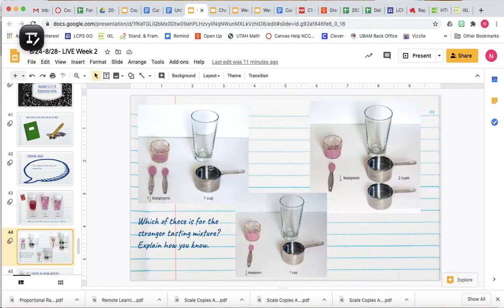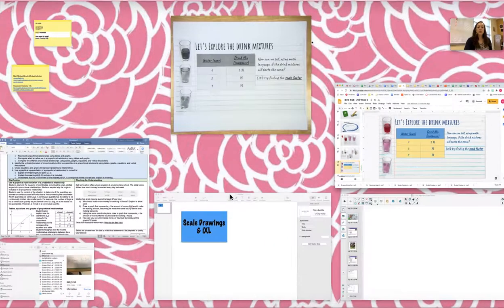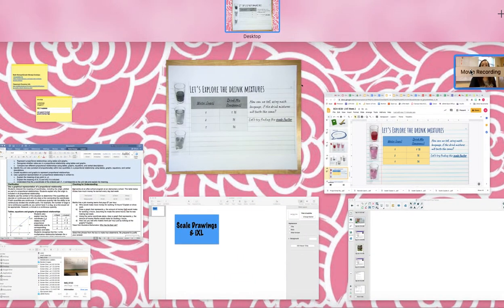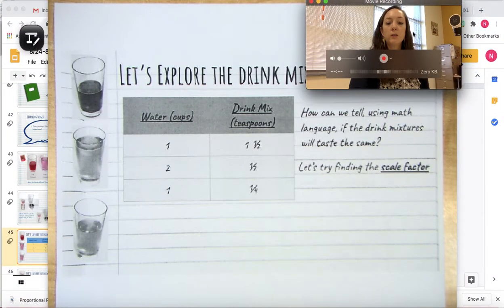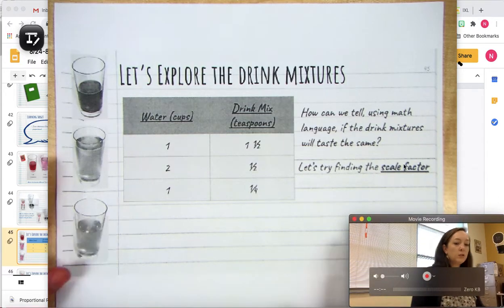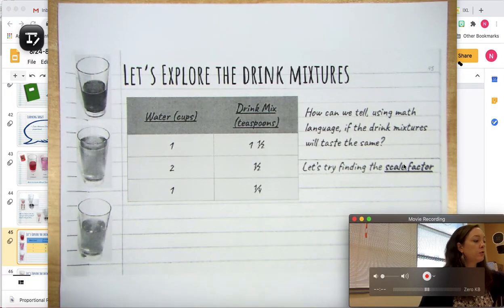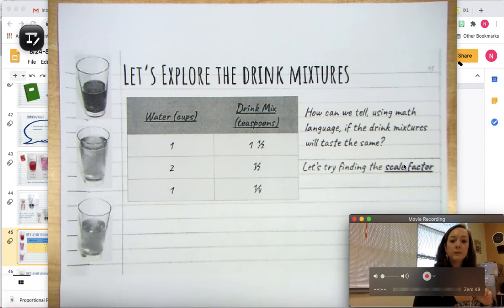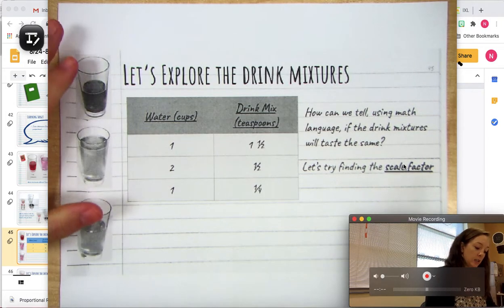So this is all the measurements for each one. And it's just asking which of these is the stronger mixture. So you could say, well, I know it's the one with less water, but of those with less water, which one of those has more mix? And it's going to be this 1.5 teaspoons. So what we're going to do is we're going to explore these drink mixtures and we're going to talk about how they are related, okay? So we want to see if these mixtures are proportional or not. All right, we're going to see which one tastes the same and which ones taste different.